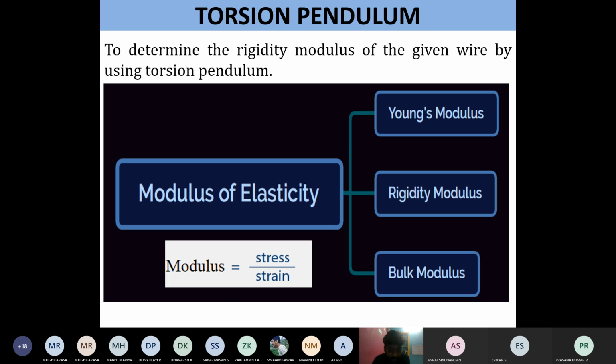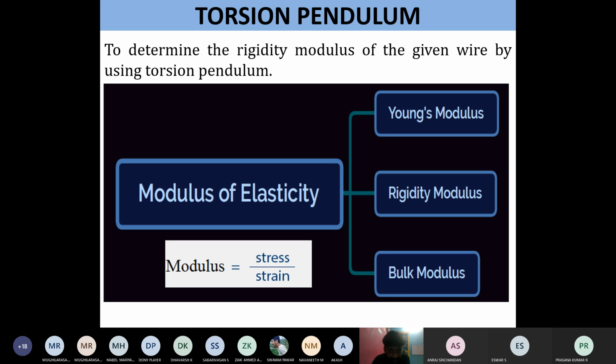Modulus means stress by strain, so we can modify it for Young's modulus as linear stress divided by linear strain, or length stress divided by length strain. Instead of linear, we can use the word length also, because we are studying lengthwise changes. So linear stress by linear strain is the Young's modulus.